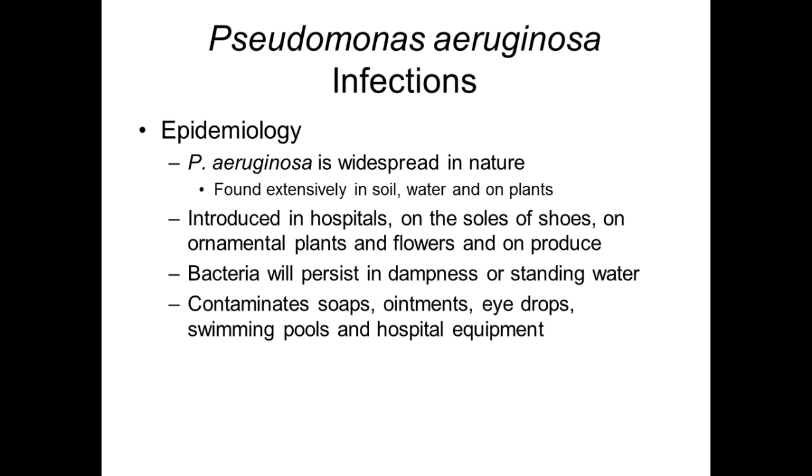Epidemiology, right, relates to where it comes from, how does it get where it's going. So we really focus on the reservoir. Where did it come from? Well, as I said, this one is widespread in nature. It's found in our soil, it's found in water, it's found on plants. And this is the main reason in hospitals, especially in burn units, they're not going to have any ornamental plants, right? Flowers, because they could contain this organism. That soil and such could contain this organism.